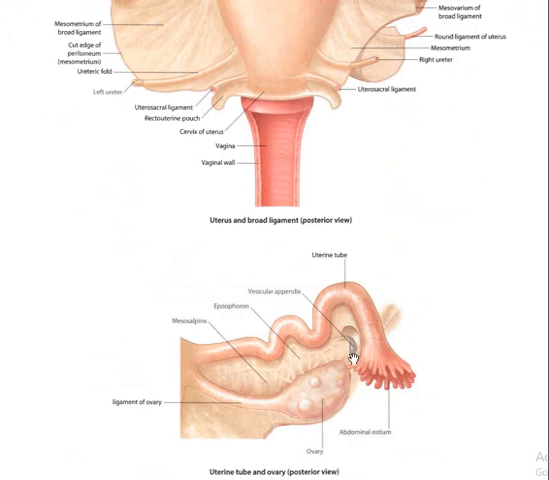Now again, you have the vesicular appendix. You can find the epoophoron and the paroophoron here, and the epoophoron and paroophoron are remnants of the mesonephric duct in the embryo. Here you are still going to have the ovaries. You have the ligament of the ovary here.